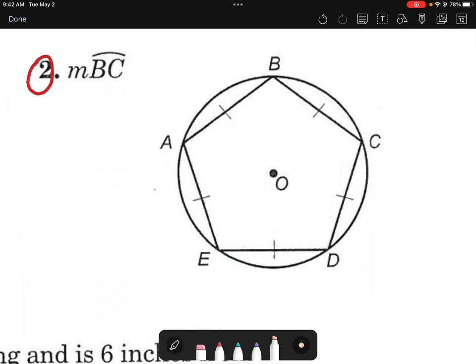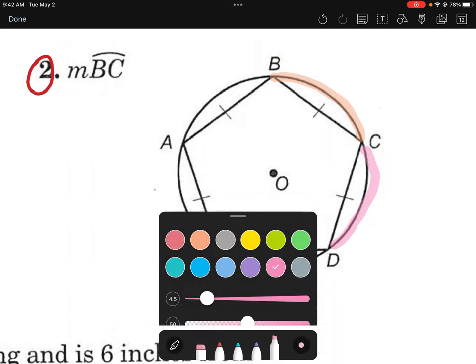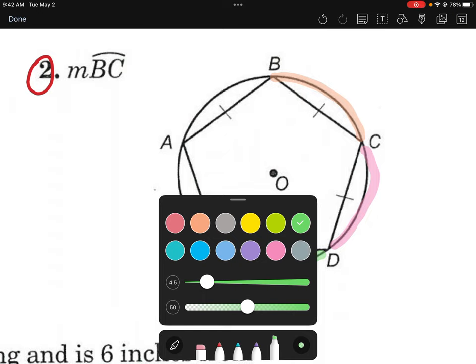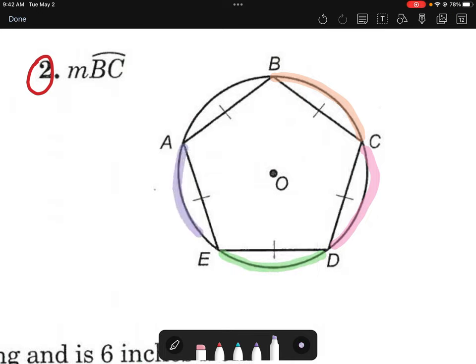Okay, number 2, we're going to find the measure of arc BC. Arc BC, notice, is going to be congruent to all of these other arcs. I'm just using different colors so you can see that the arcs are different, but they're actually formed with chords that are congruent. So that's your theorem 11.4. If you have congruent chords, then the arcs that correspond to those chords are going to be congruent too. So you have 5 different arcs that are all congruent to each other.